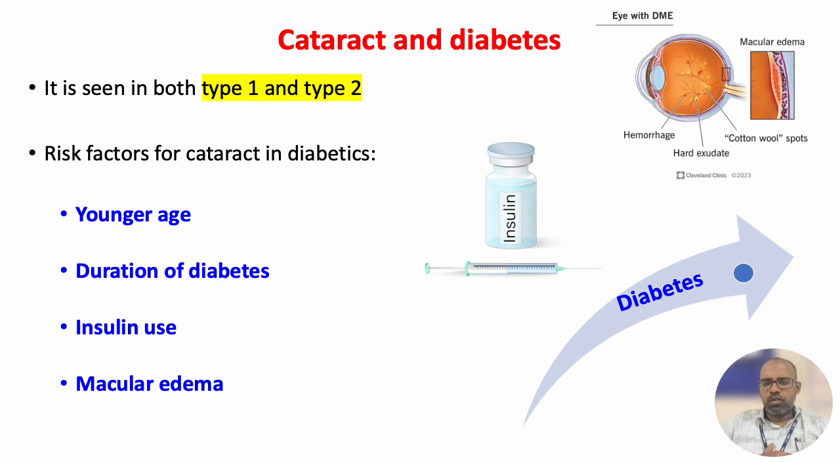So what are the risk factors to develop cataract in a patient with diabetes? It is common in both type 1 and type 2. There are a few risk factors for cataract in diabetics, which include younger age, duration of the diabetes, use of insulin, and patients with pre-existing macular edema.